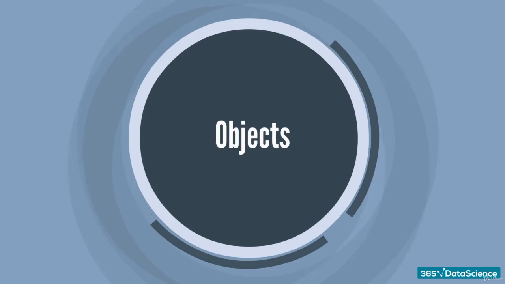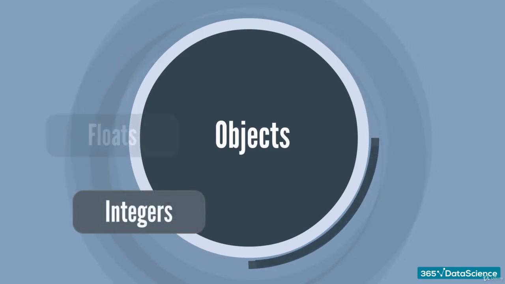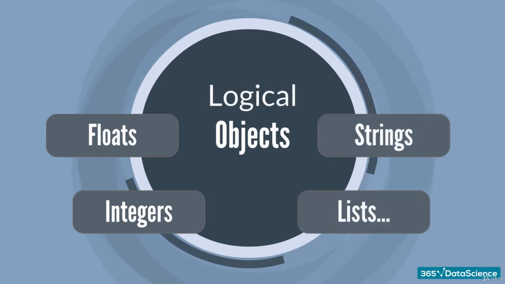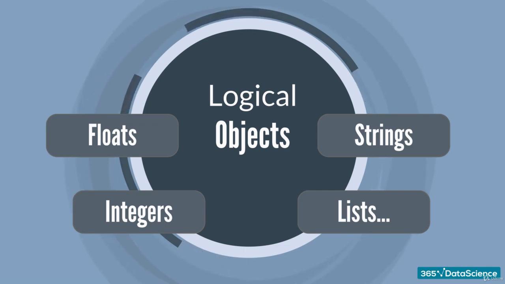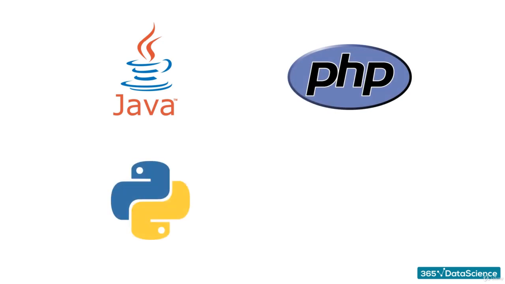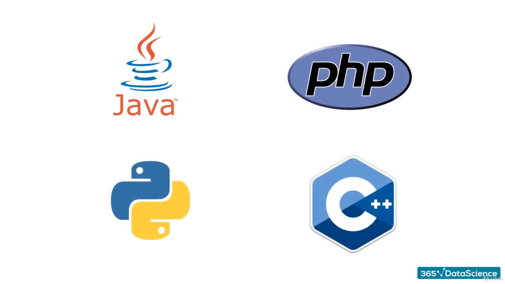We can say every value in Python is an object. Integers, floats, strings, lists, they are all objects. Think of them as logical objects. Therefore, object-oriented programming refers to the concept of interacting with one or more objects. Today, there are several languages supporting OOP. Java, PHP, Python, and C++, for instance.